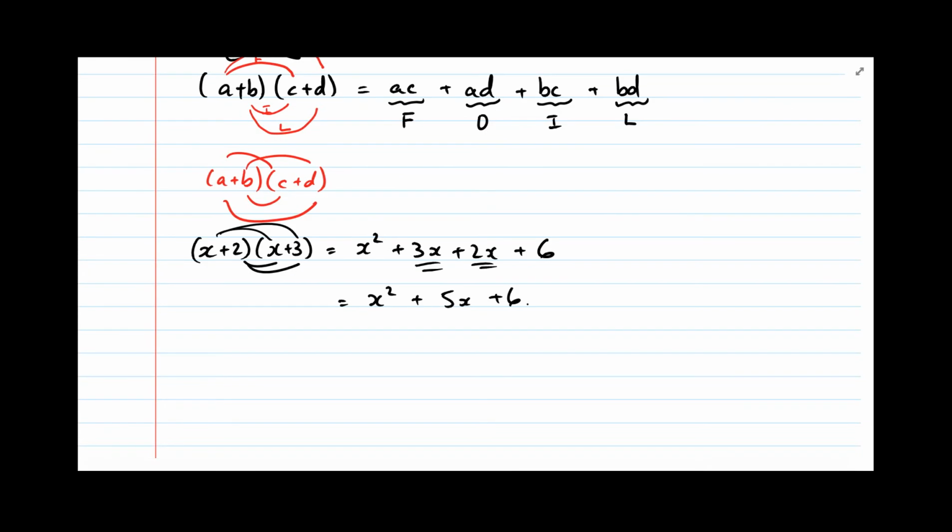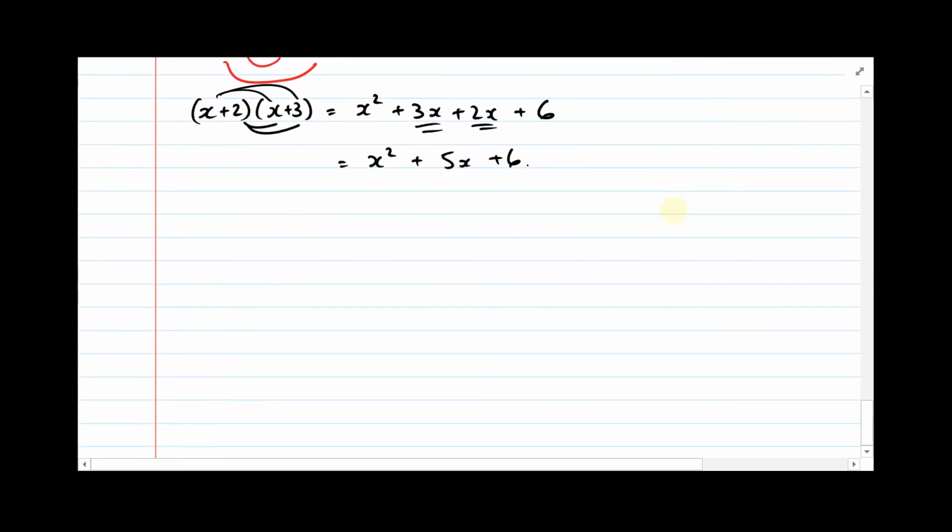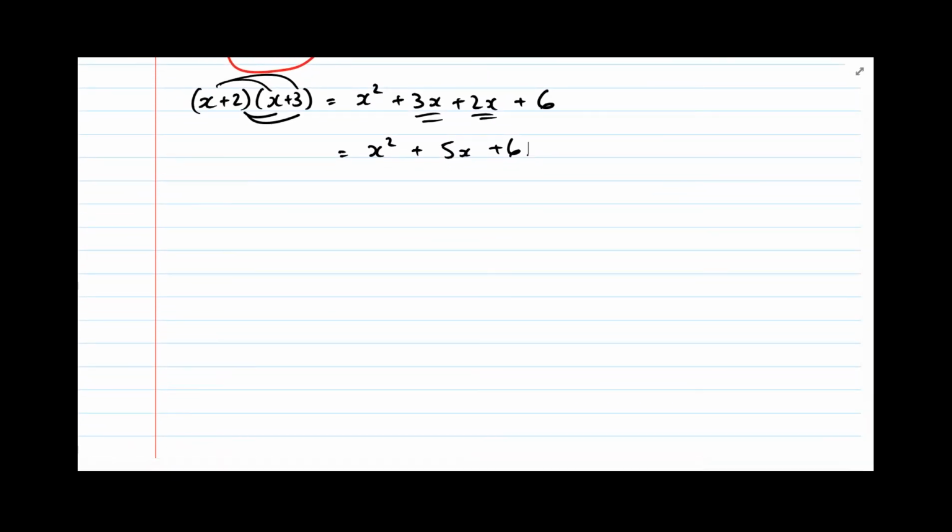Let's do another one. It doesn't always happen. We can have different degrees even though it's a binomial. We could have, say, 3x squared minus 2 and x minus 4, let's say. Right, if we are multiplying this again using that FOIL method, let's put it together.